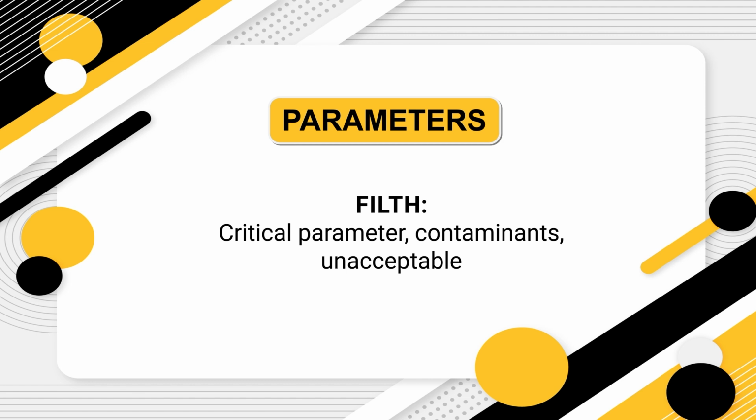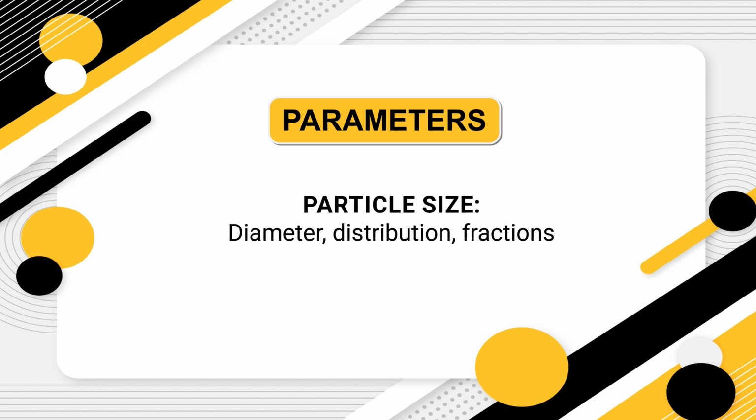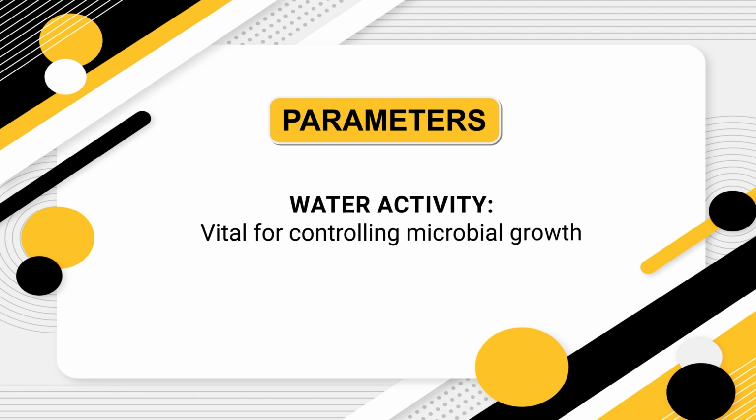We'll talk about filth, that is something which is undesirable. It is a critical parameter. It is because of the contaminants, and it is completely unacceptable. We'll discuss particle size, diameter, distribution of particle size, different fractions of particle size. We'll also talk about water activity, which is vital for controlling microbial growth. For example, products like pickles, products based on sugar syrups. For their longer shelf life, water activity is a very important parameter to take advantage of. So we'll go one by one.